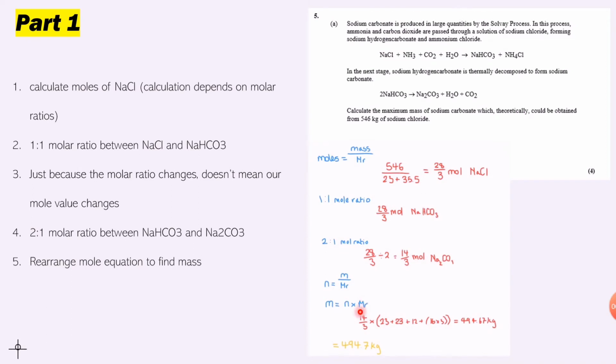So we now have our moles of sodium carbonate because we've just found that, 14/3, and then we can times it by its molecular mass, which is here, and this gets us 494.67 kilograms, which we can round to 494.7 kilograms. And this will get us our 4 marks.